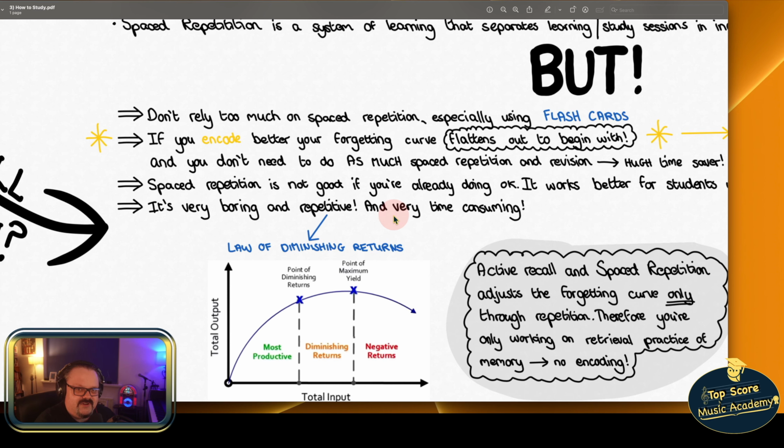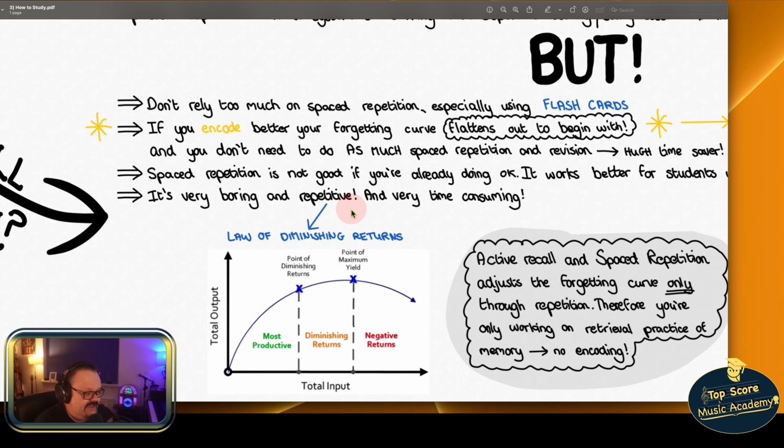You may have coursework or practical exams or 4 or 5 exams all happening within the space of a week or two. You're not going to have time to go through the hundreds, if not thousands, of flashcards for all those subjects again and again. So there is a law of diminishing returns when it comes to using spaced repetition and flashcards if you over rely on them.